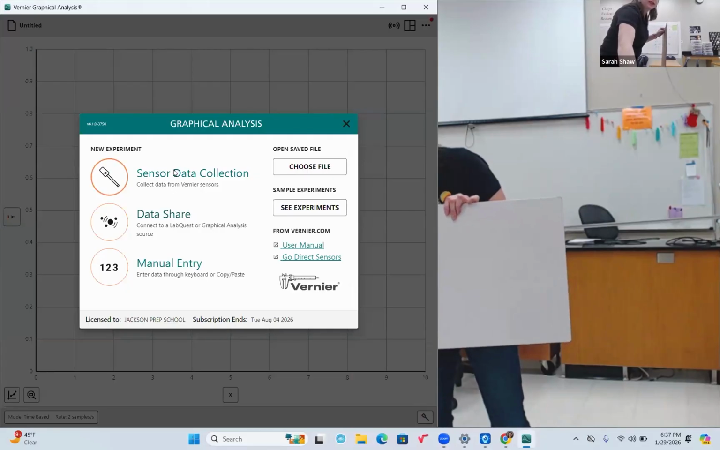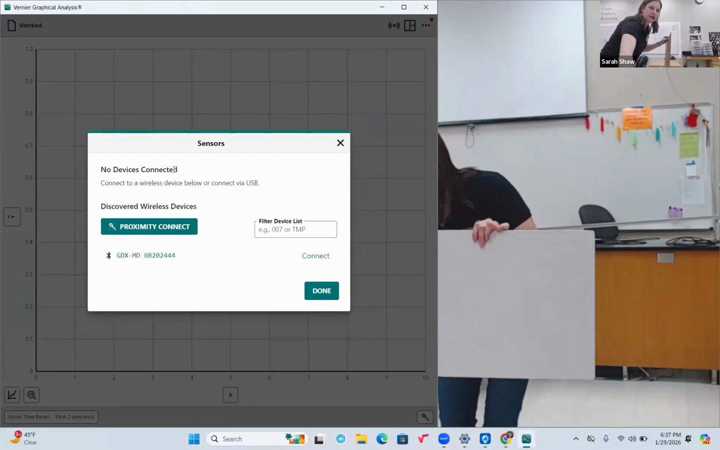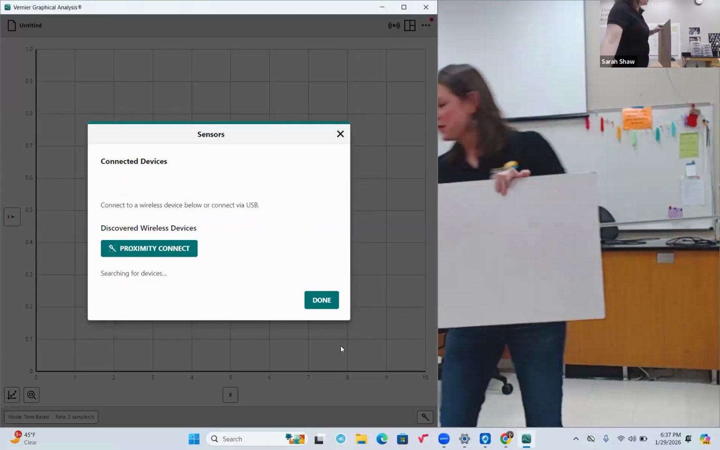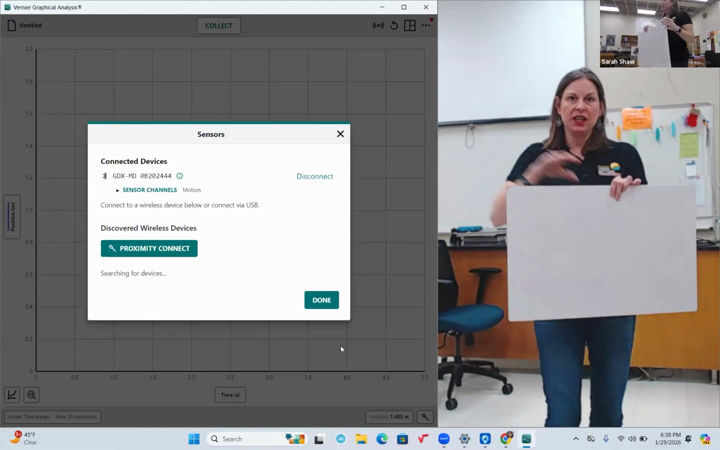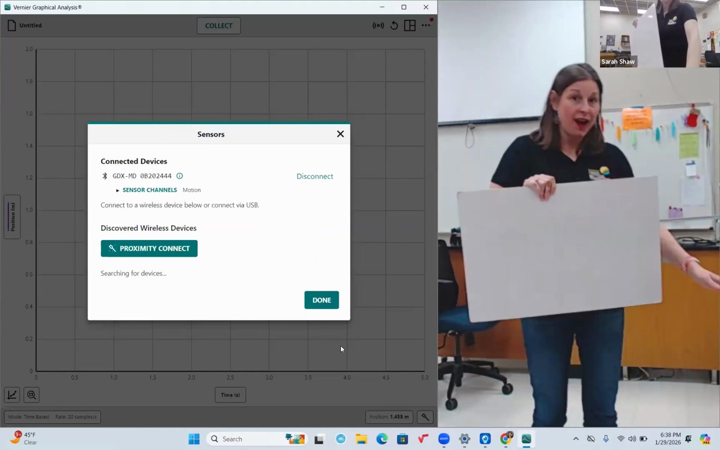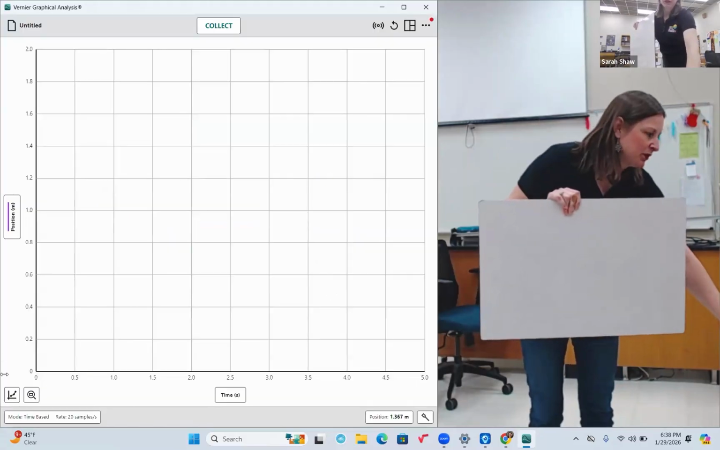But we're going to come back here to sensor data collection. And when we do that, still going to use the same motion detector. The velocity time graphs are a lot harder. And this is where it really gets interesting, because students are so used to seeing a horizontal line meaning no motion, but on a velocity time graph, a horizontal line means constant speed. So this one gets a lot more difficult for them.